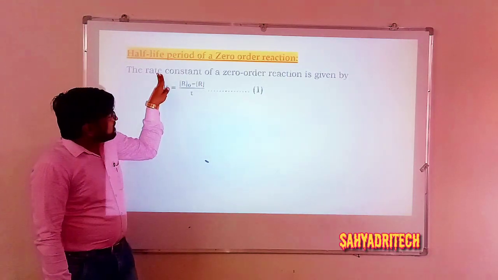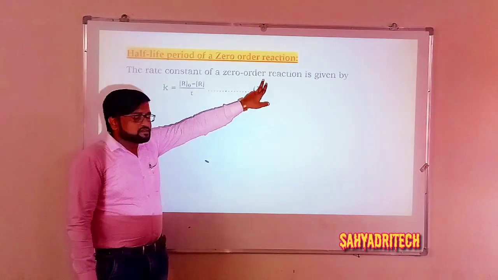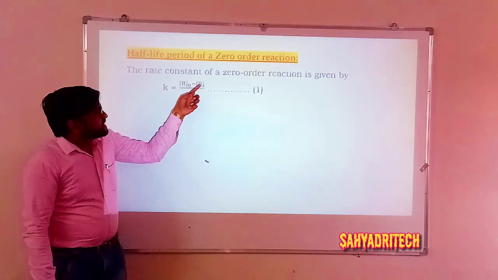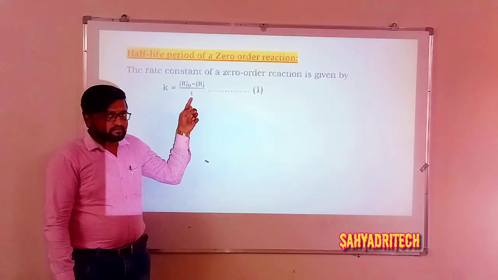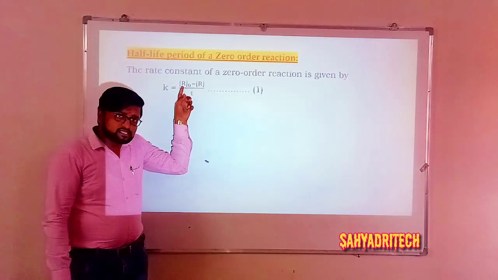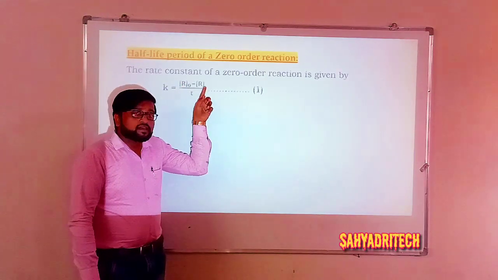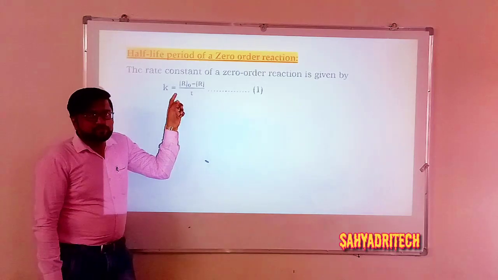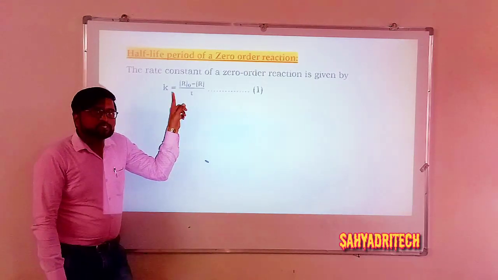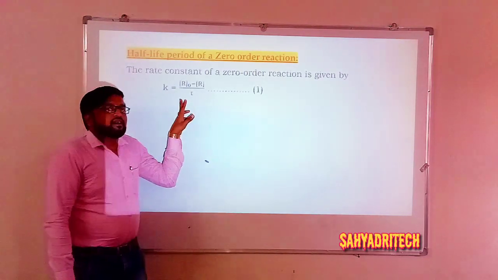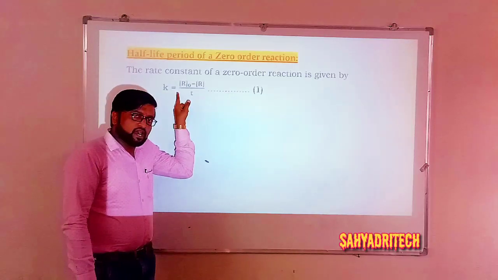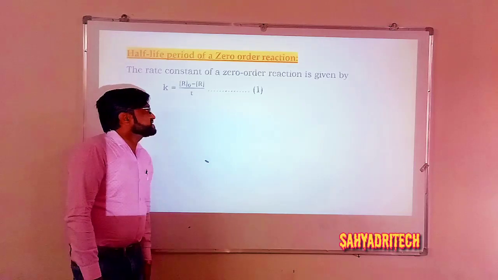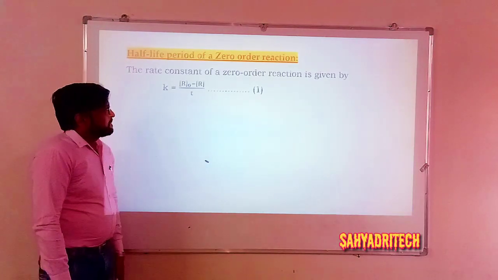For zero order, the rate constant of a zero order reaction is given by K = (R0 - R)/t. R0 is the initial concentration of reactant, R is the concentration of reactant at time t. So what does this t specify? It is the time taken by the reaction to decrease the concentration from R0 to R. Okay, so this is considered as equation 1.